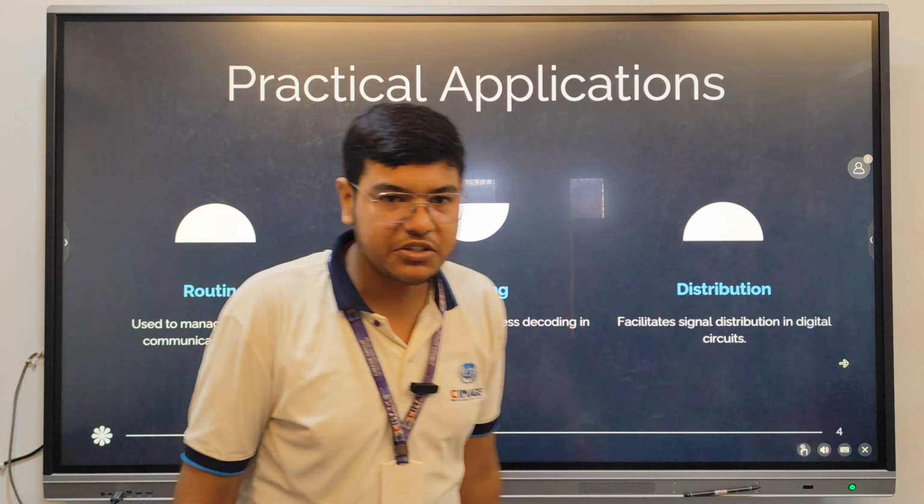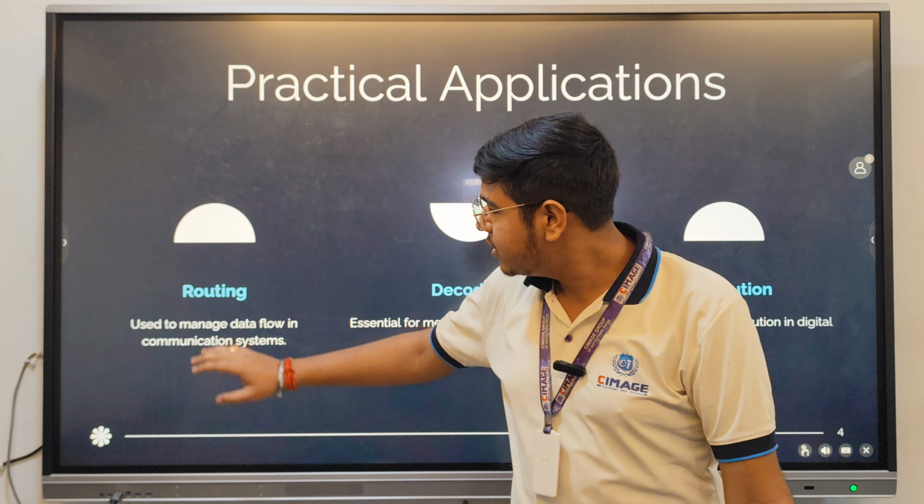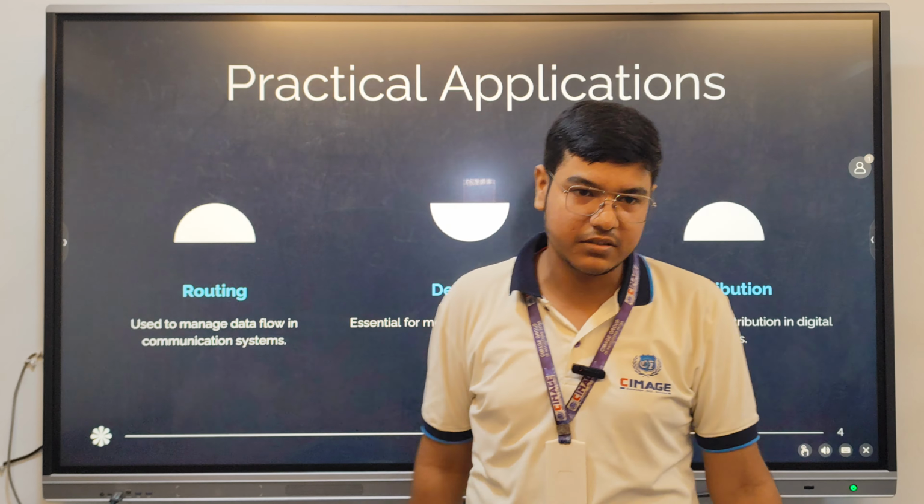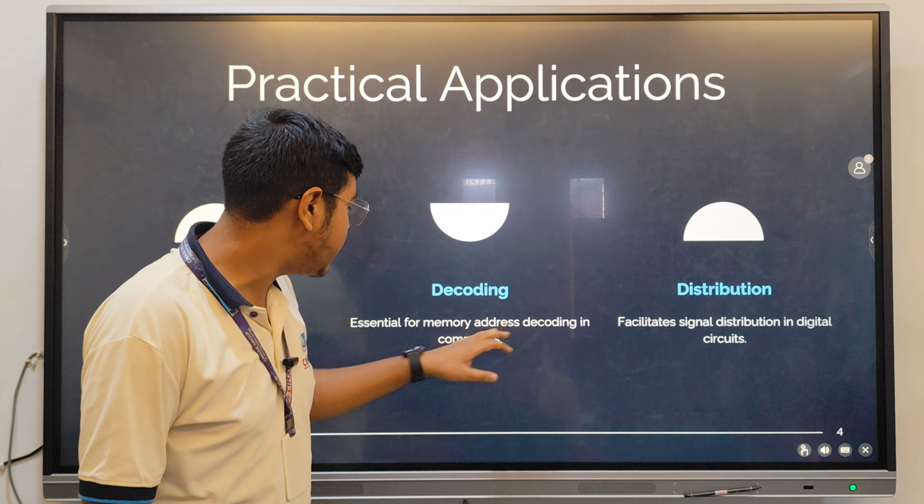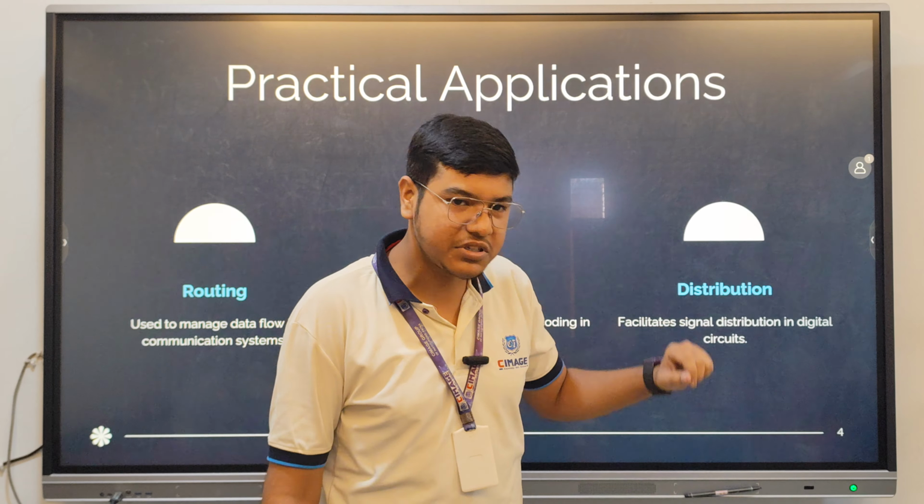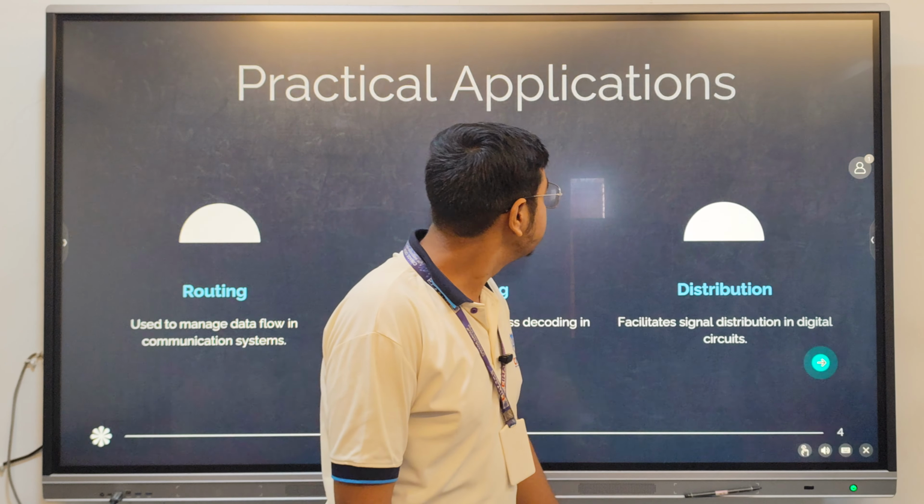These are the practical applications in which a demultiplexer is used. First is routing, used to manage data flow in communication systems. Second one is decoding, essential for memory address decoding in computers. Third one is distribution, which facilitates signal distribution in digital circuits.